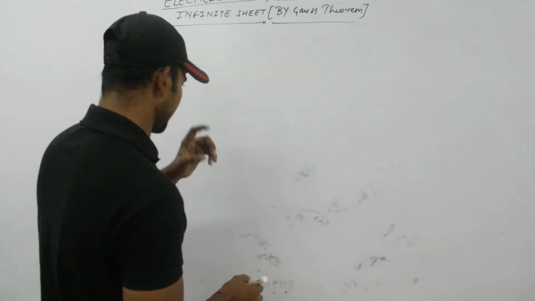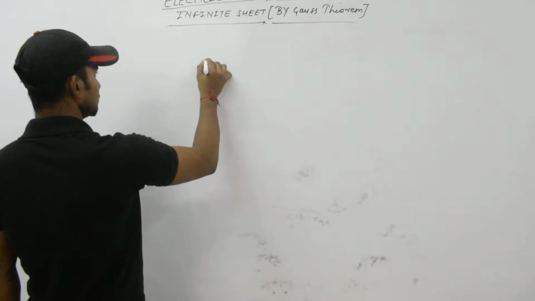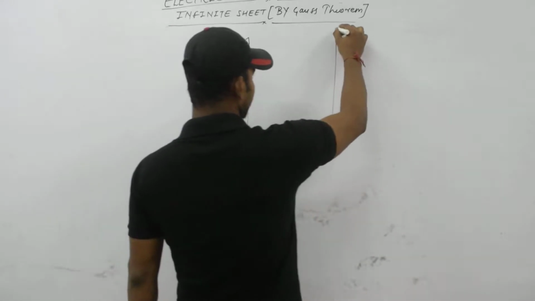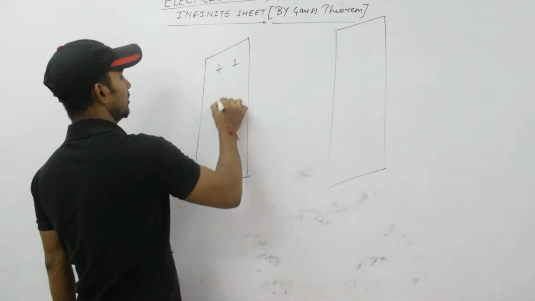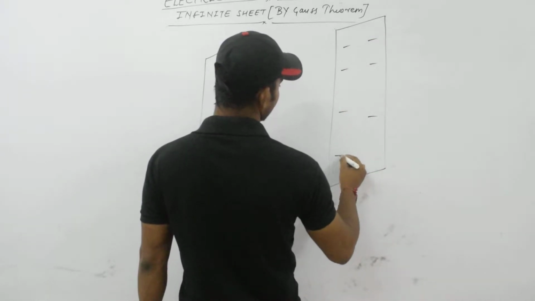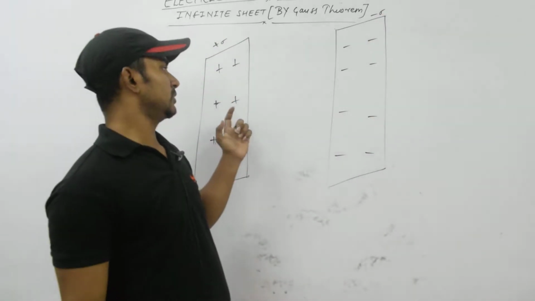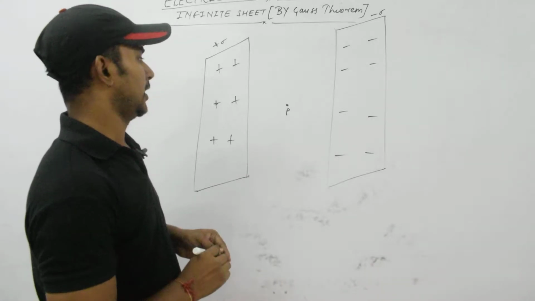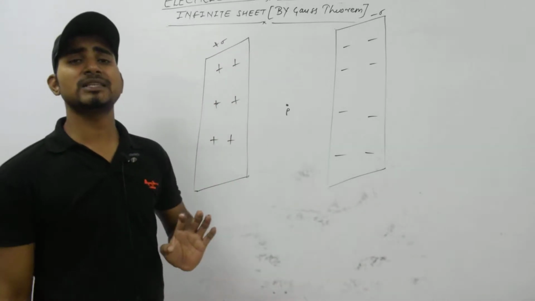Now one more thing which is important. Let's suppose two similar plates are there, one having a positive charge distribution, another having a negative charge distribution, with charge densities plus sigma and minus sigma. And let's suppose due to these two sheets we need to find the electric field intensity in between, at a point P. So you have to understand, due to a single sheet, what is the formula of electric field intensity?